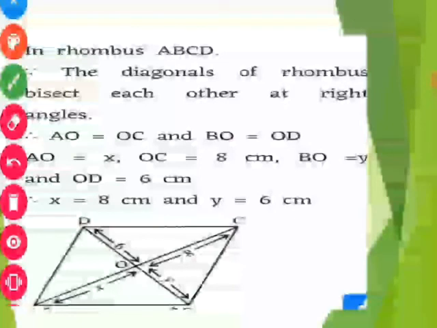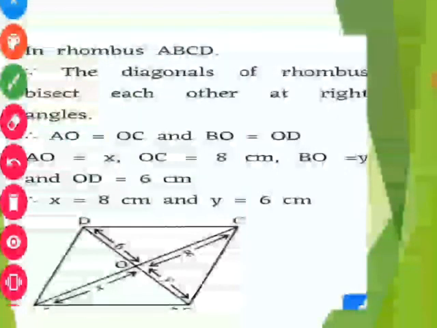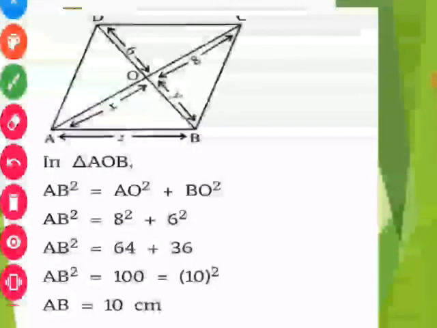So you can see the solution also. Once again you can see the solution here. The diagonals of a rhombus bisect each other at right angles. So AO will be equal to OC and BO will be equal to OD. Therefore OC will be equal to 8 centimeter and OA is also equal to 8 centimeter. Similarly BO and OD, that is also 6 centimeter. So this way we have calculated x and y, and now using the Pythagoras theorem we will calculate the side z.